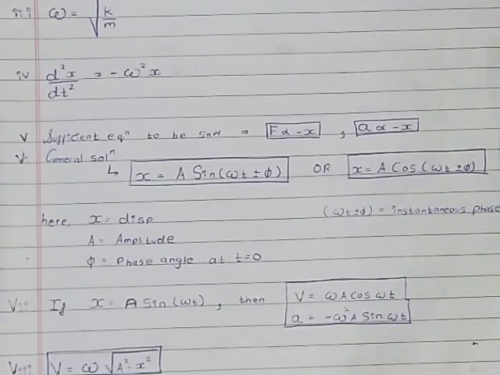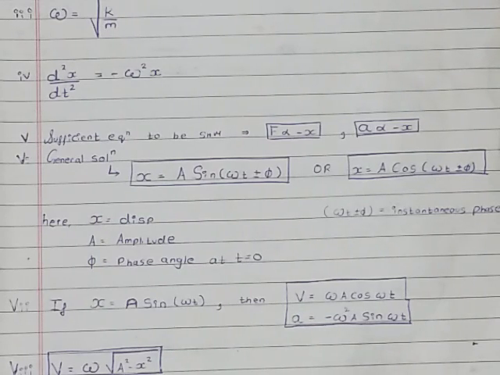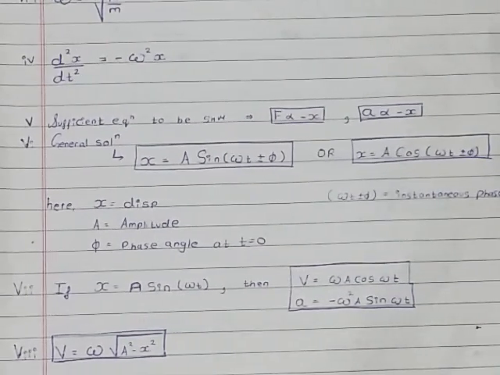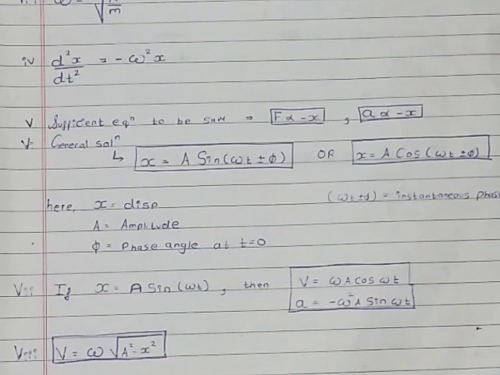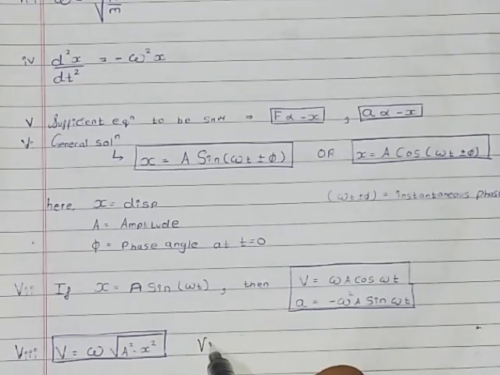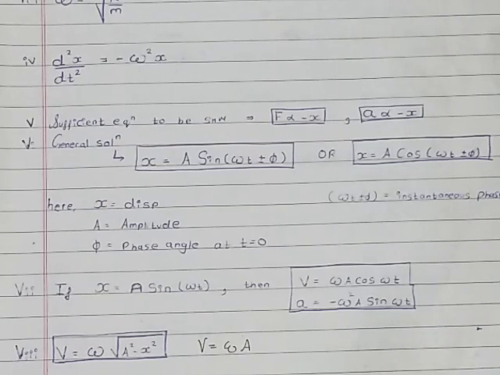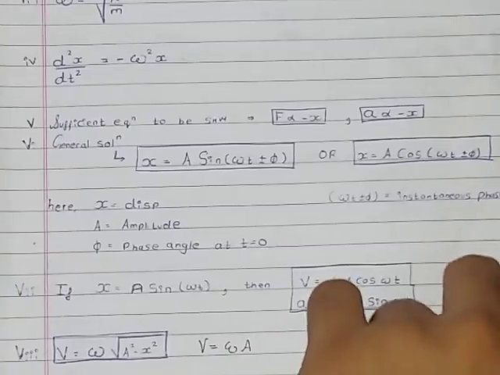X is displacement. Now x equals a sine omega t, then velocity equals omega a cos omega t, and acceleration equals minus omega square a sine omega t in any oscillation. And another equation for velocity: velocity equals omega root of a square minus x square. Actually, the maximum velocity equals omega a, but for displacement x, velocity equals omega root of a square minus x square. That's the fact. This page is over.